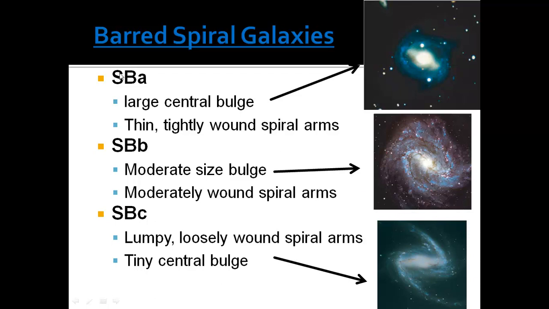So barred spiral, SB, type A: large central bulge, tiny, thin, wound spiral arms. Type B: moderately sized bulge, moderately wound spiral arms. And type C: lumpy or loosely wound spiral arms, really separating off the galaxy here, and a tiny central bulge that's more elongated. Okay, those are the three types of barred spiral galaxies.